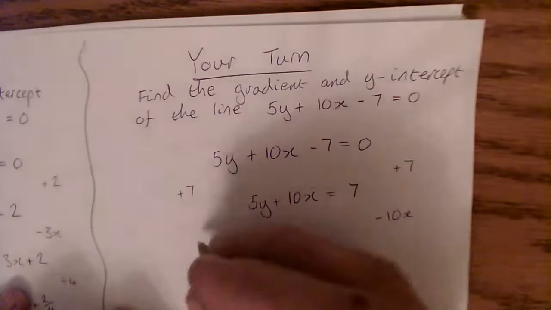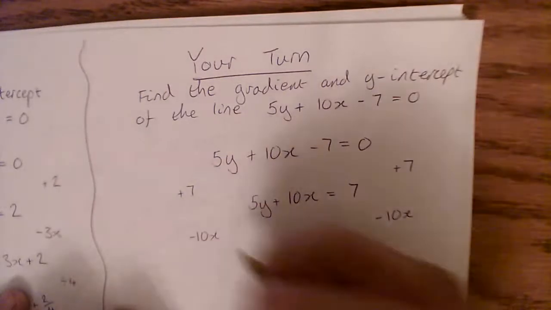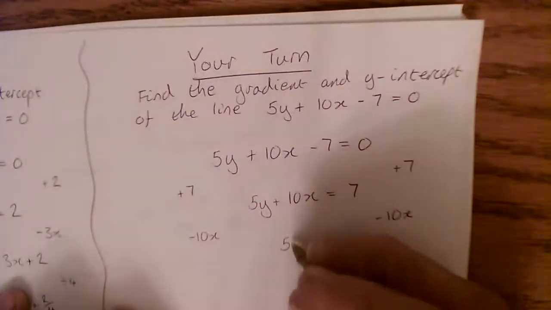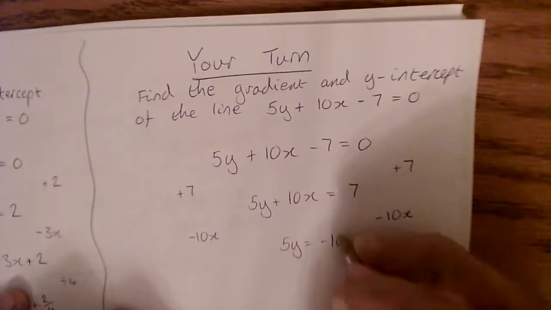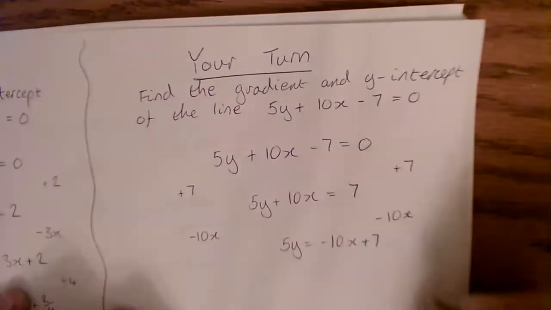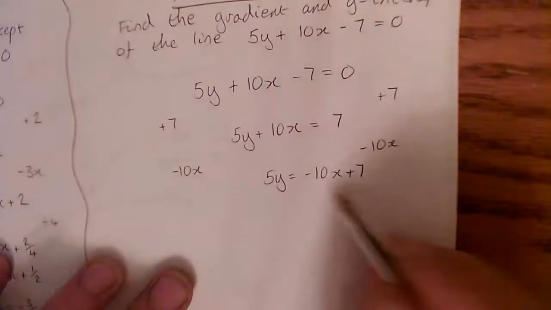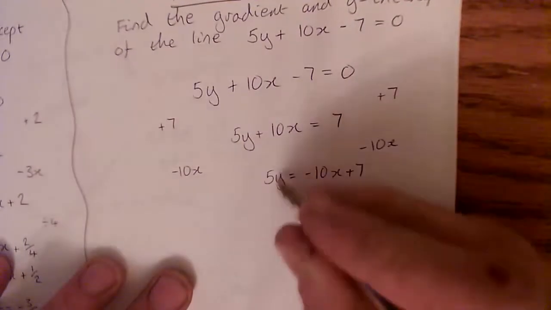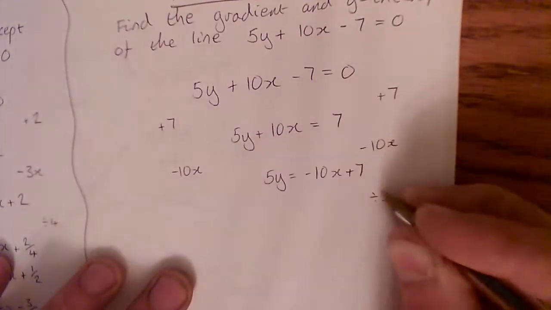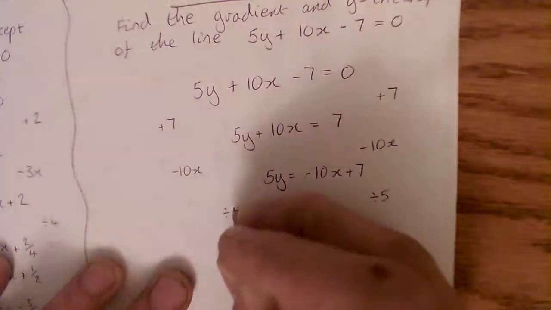I'm going to take 10x off both sides. So that's going to give us 5y equals minus 10x plus 7. If you have written 7 minus 10x, that's fine. As I said, it's just easier to work with it in this form. Get rid of that 5. So we're dividing both sides by 5.